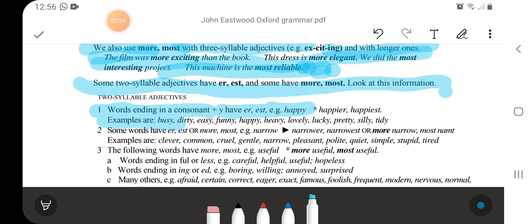Now with busy we don't say most or more, we say busiest, busier, dirty, dirtier, easiest, funnier, happier, heavier, lovely. Some words have er or est or more, most. Like there are some words which are already ending in er like narrower, right? Or narrowest, but still sometimes we use more narrow or most narrow.